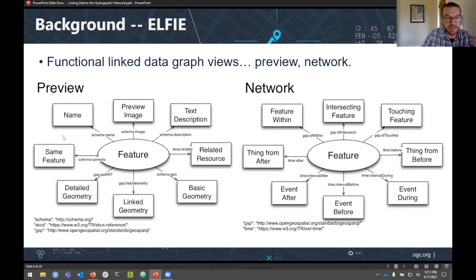And so we've got this idea of a preview: a name, an image, some description, a basic geometry if you wanted to see what it looked like on a map. That's the one use case, is just give me a preview of the thing. And the second use case is the network. And this network use case is easy to extend.